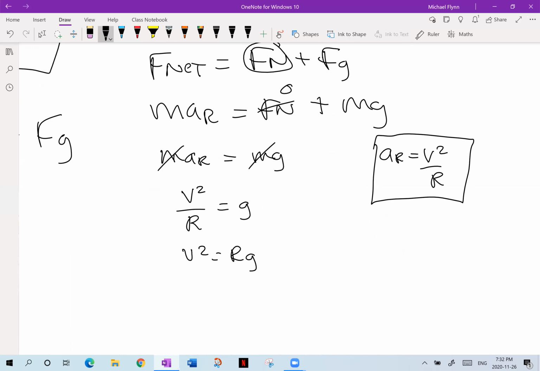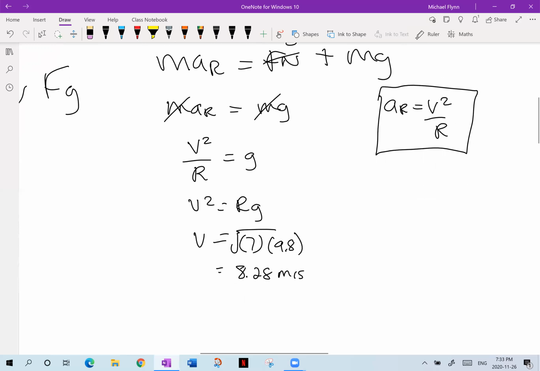Now I'm going to go ahead and solve it for V. V will equal the square root, R is 7, G is 9.8. Okay, take out your calculator. 7 times 9.8 is 68.6. Take the square root, I get 8.28 meters per second squared. Oh, I'm sorry. Yeah, meters per second, pardon me. It's a velocity. It's a speed. So 8.28 meters per second. Now, in case you're curious, that's about 30 kilometers per hour.